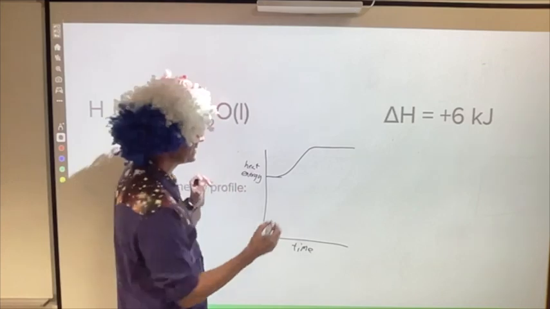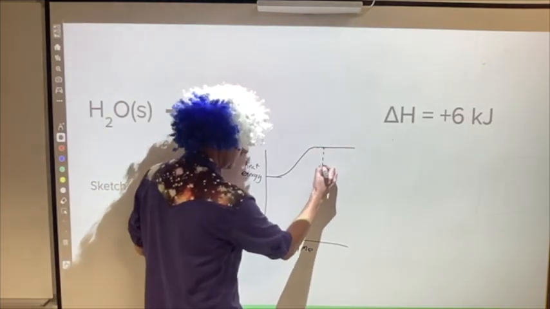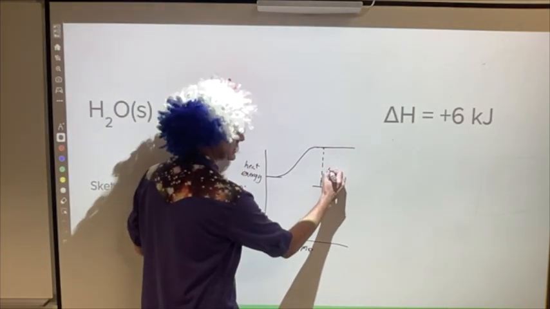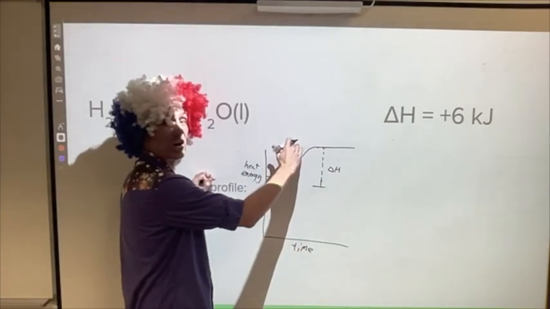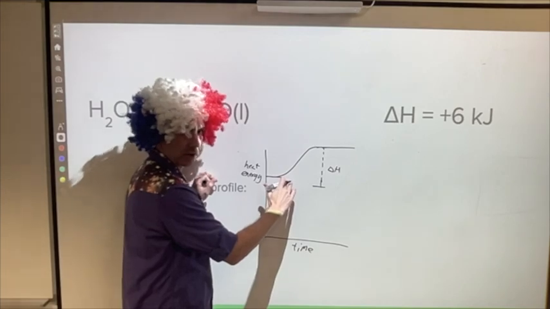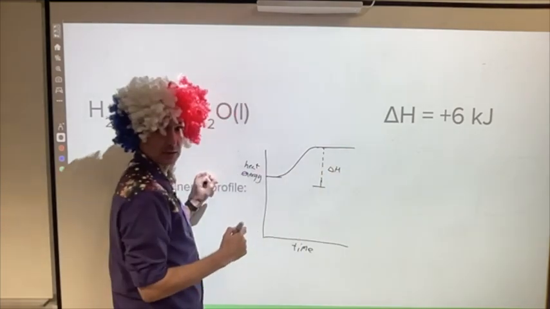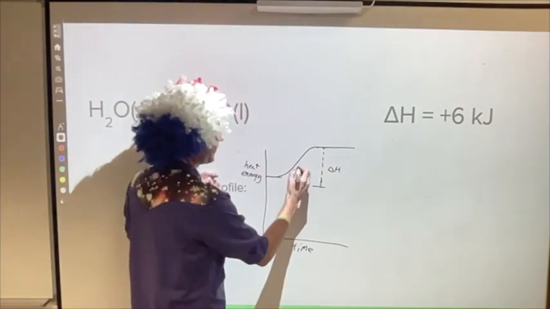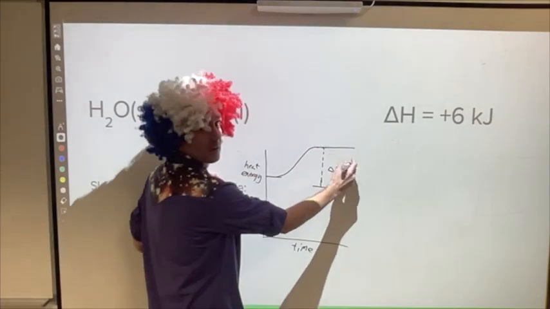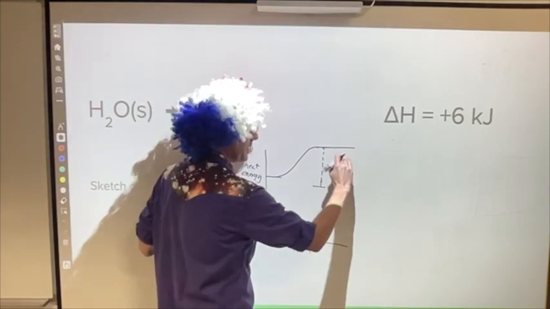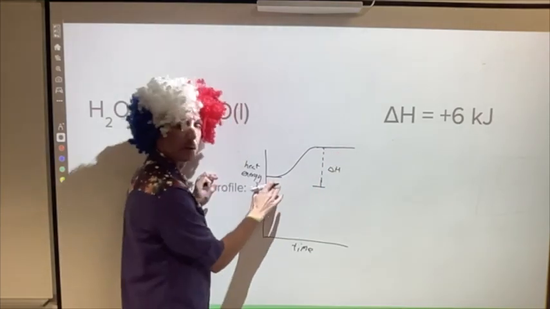You'll notice that we still have a delta H here. This is the change in my enthalpy. The enthalpy ends higher than where it started. So that would be my plus 6 kilojoules. Now, if you do something like this where you went up and then went back down a little bit, that's fine for now, as long as you make sure that it ends higher than it started.